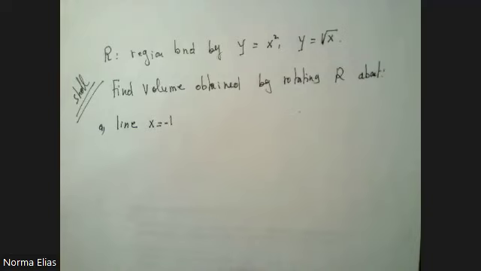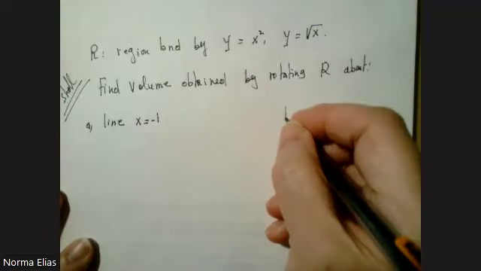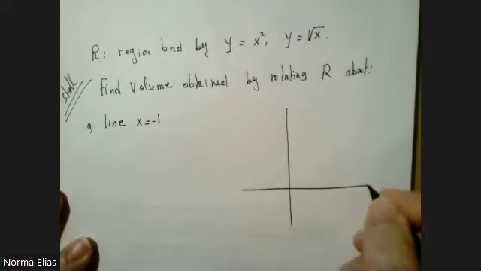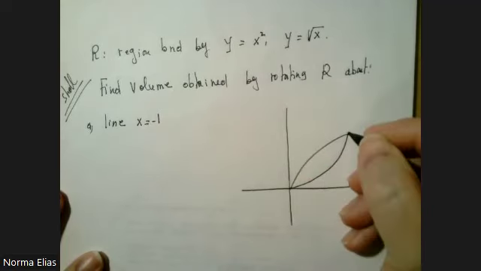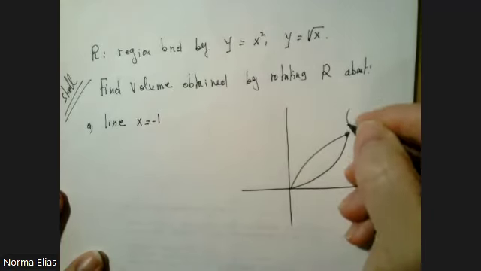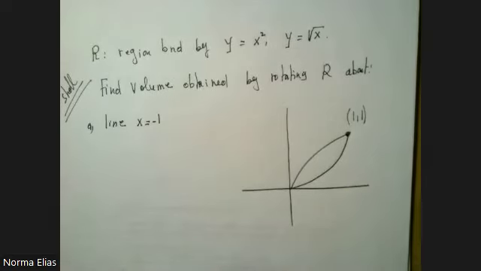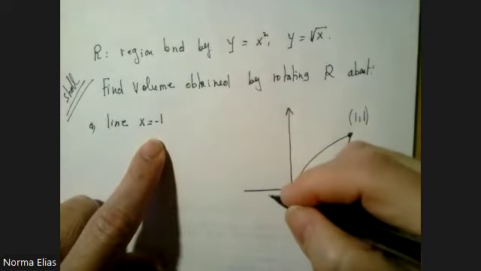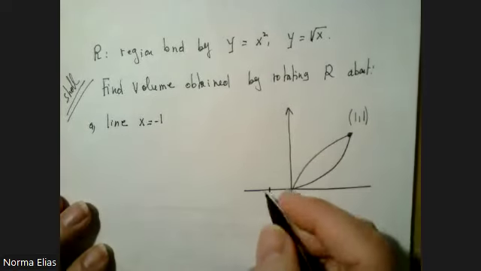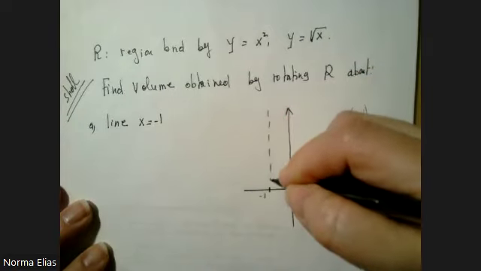So that's the first one. So I'm going to draw the line, everything, and you guys will have to help me out. So this is my region, y equal x squared, and the square root of x. So this is the intersection point. We found it a million times. And this is my y-axis. And x equal minus 1. This is minus 1 in here. And this is my axis of rotation.